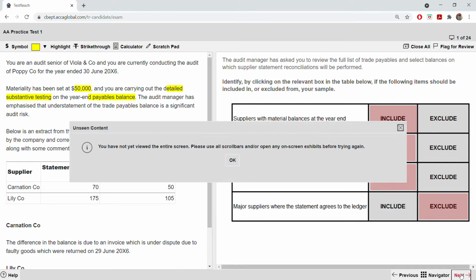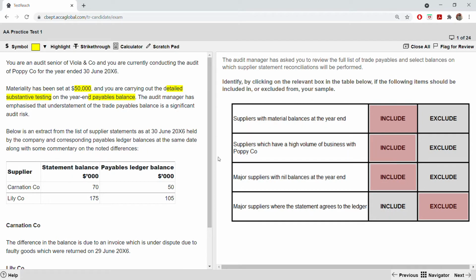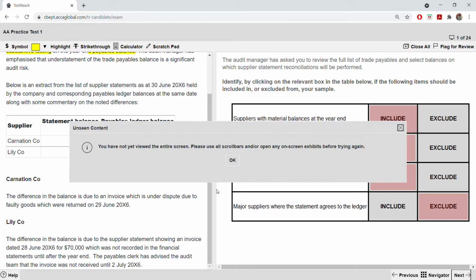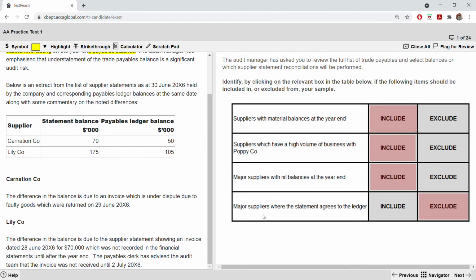Next, you see, when you haven't scrolled down, you have to see everything possible on the page. If you don't, you cannot go to the next question. This saves you from missing out on anything. Still, I haven't viewed.